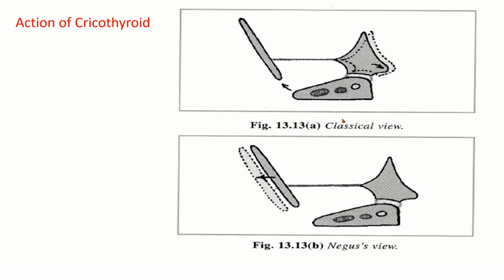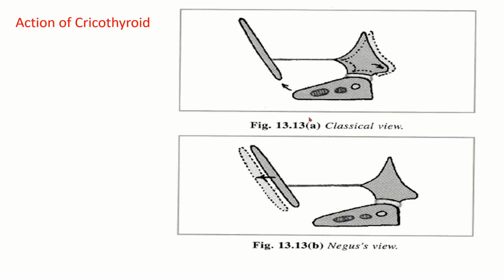So action of the cricoid cartilage: you can see the classical view, like cricoid is pulled up and arytenoid is made to go posteriorly or displaced posteriorly, tensing the vocal cords. So if you see the Negus view, cricothyroid contracts and the thyroid cartilage itself is moving forward, creating the tension in the vocal cords.